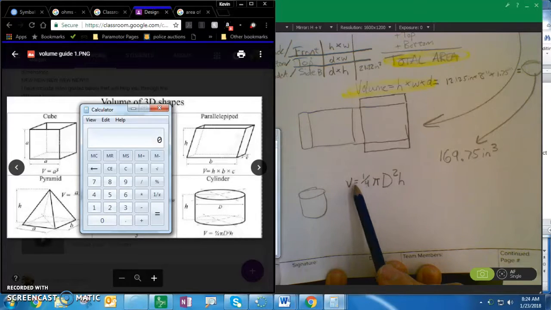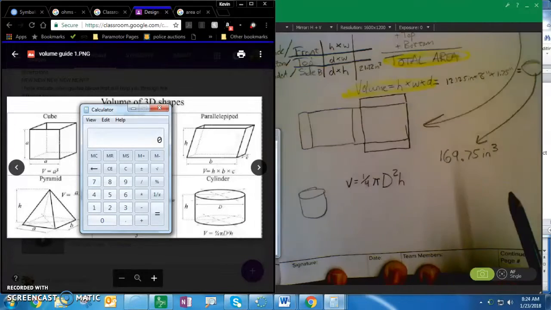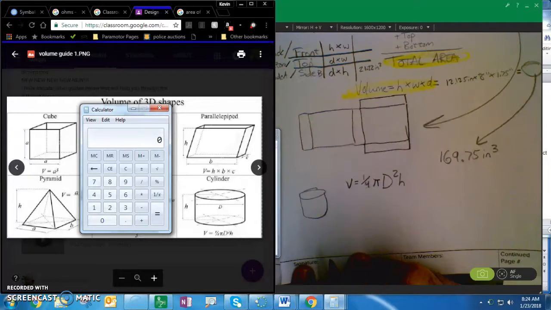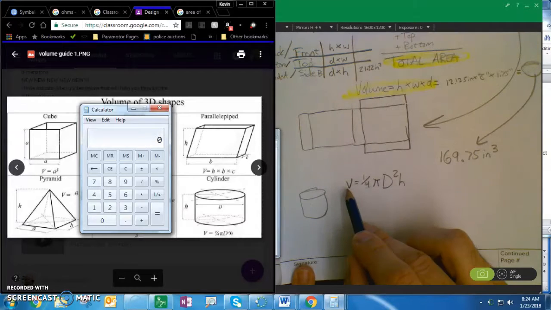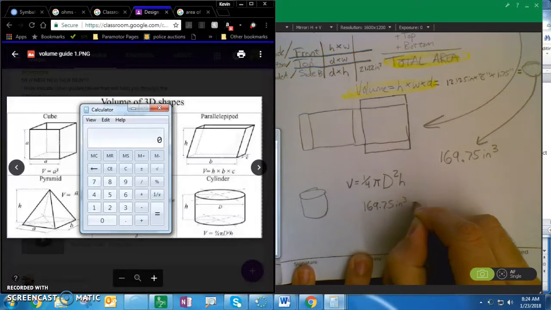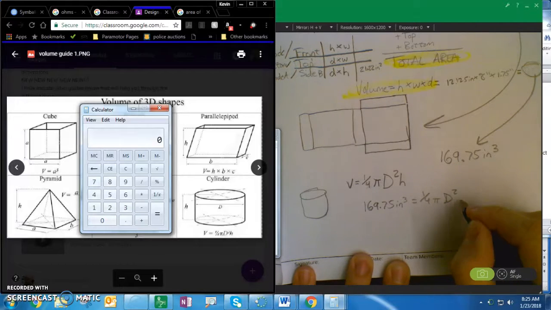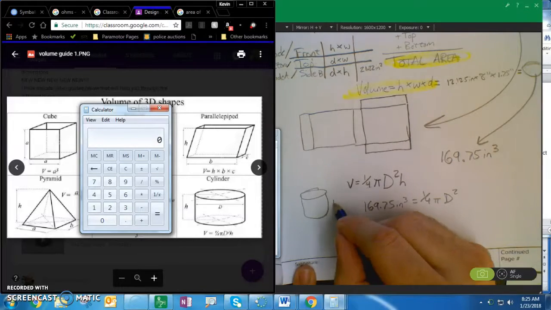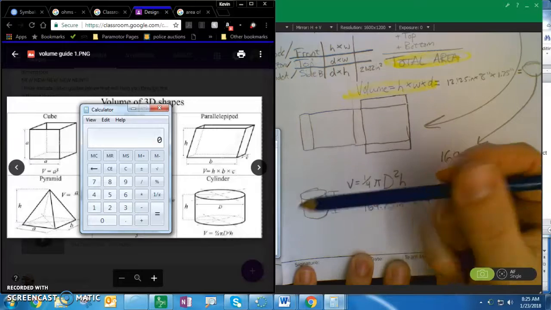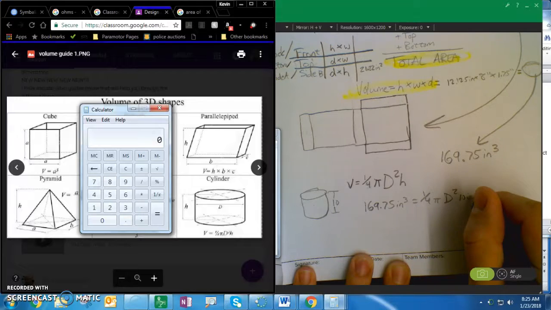Now, for the cylinder, the volume equals 1/4 pi times diameter squared times the height. So what I can do is I can determine how tall I want this to be for my height. Okay, and then I can use my volume to fill in the V. So I can say 169.75 inches cubed equals 1/4 pi times D squared, and then I'm going to say the height of this thing is going to be 10 inches, just like the object on the left-hand side shows the height with the arrows. I'm just making up 10 inches.